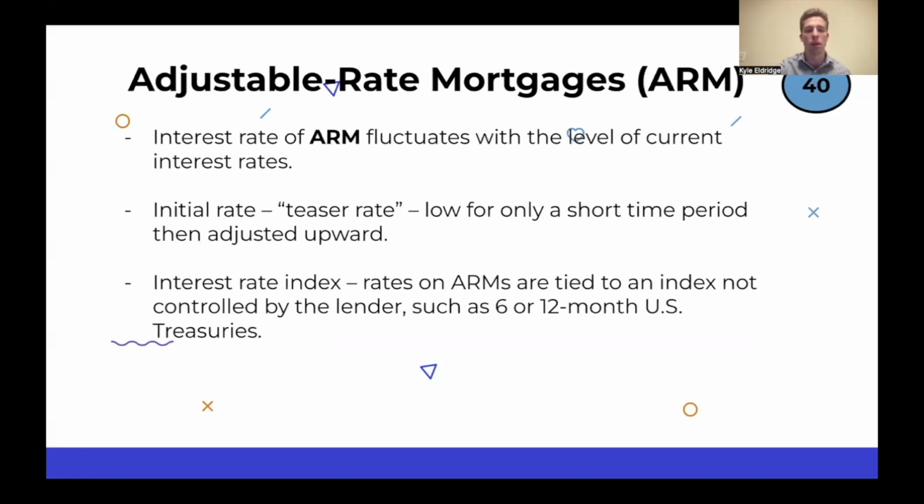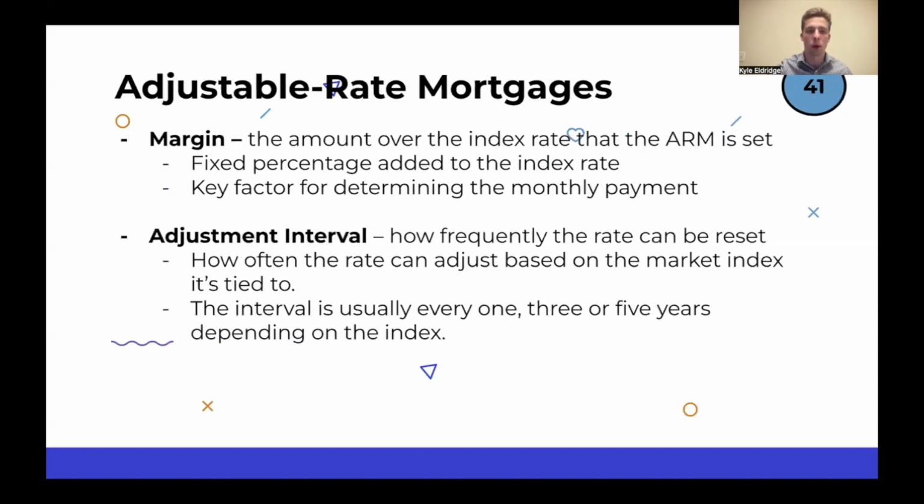Adjustable rate mortgages are mortgages with interest rates that fluctuate with the level of current interest rates. The initial rate, or the teaser rate, is low for only a short time period, then adjusted upward. The interest rate index is the rate on adjustable rate mortgages that is tied to an index not controlled by the lender, such as a 6 or 12-month U.S. Treasury. The margin is the amount over the index rate that the adjustable rate is set.